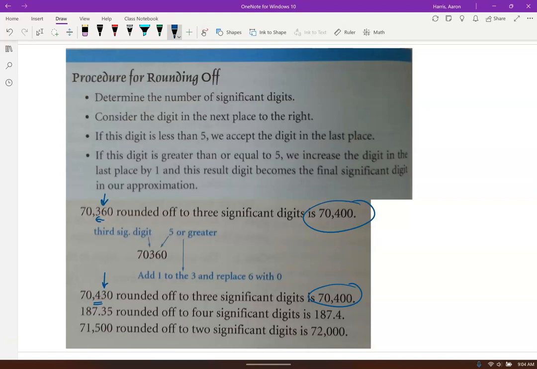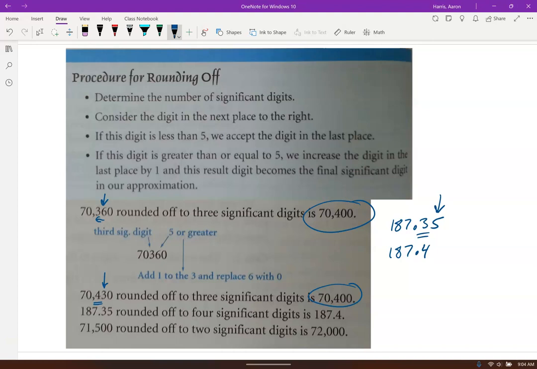187.35. So right now, again, it has 5 significant digits. We're going to go to the last position, let me go ahead and write that, 187.35. There's our last one, so we're going to bump that up, 187.4. Right, we're going to round it to 4 significant digits.